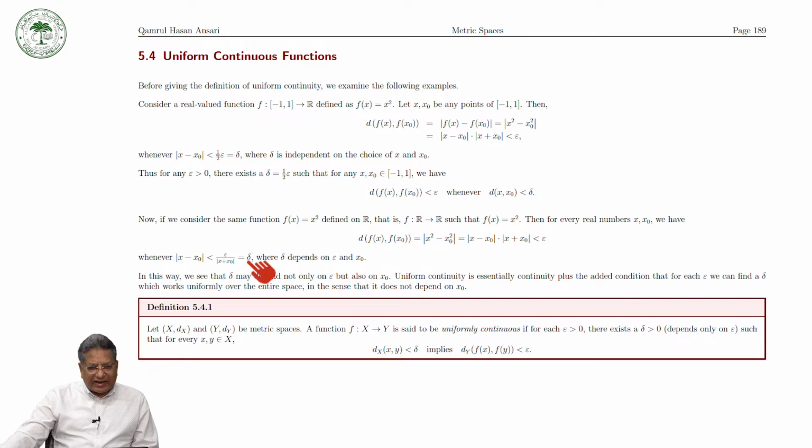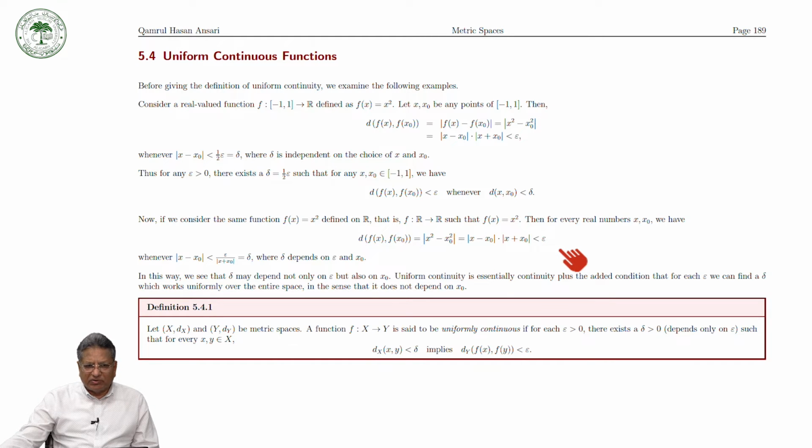Okay, so this delta is depending on epsilon as well as on x naught. Here we can say that in both cases the function is continuous. The function here is also continuous, and here also continuous, because for every epsilon positive there exists a delta greater than 0 such that d(x, x naught) is less than delta implies that d(f(x), f(x naught)) is less than epsilon.